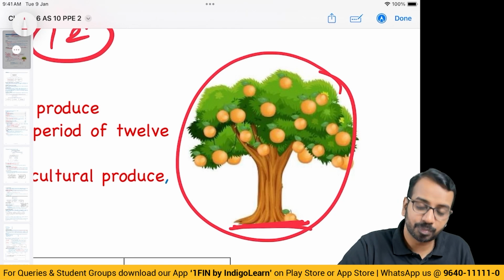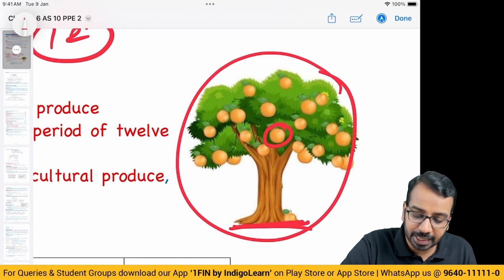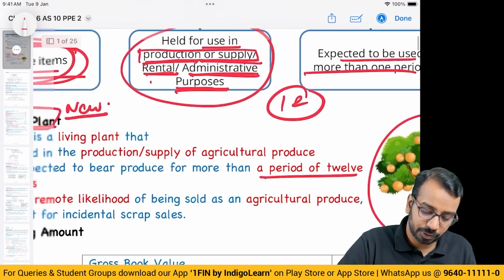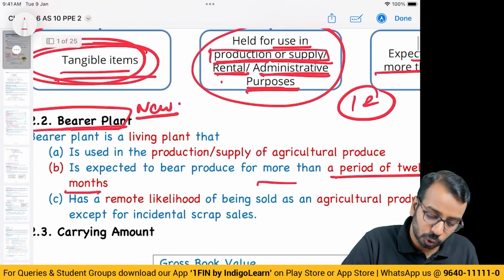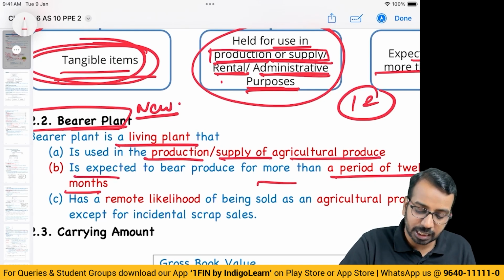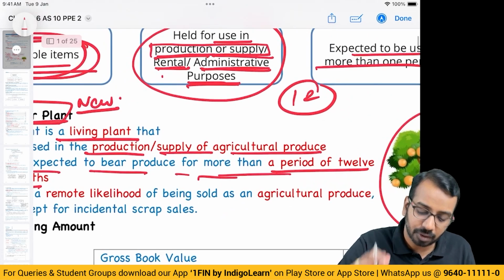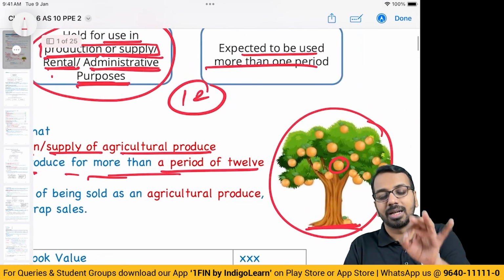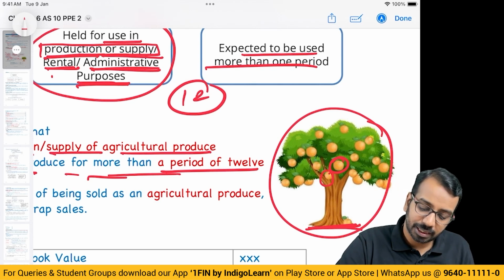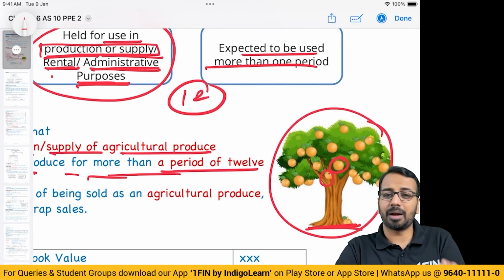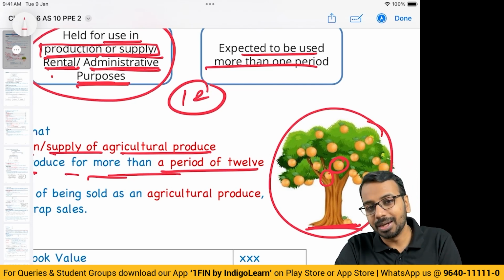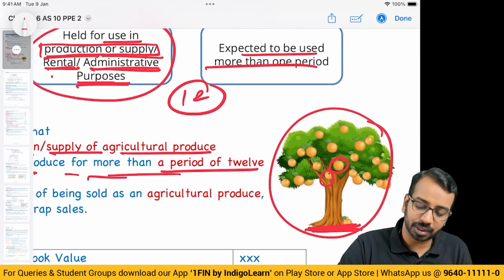Now this is a living plant which bears agricultural produce for a period of more than 12 months. So a living plant that is used in the production or supply of agricultural produce, and is expected to bear produce for more than a period of 12 months, is a bearer plant, covered under accounting standard 10. So trees like orange trees, apple trees, mango trees, anything which will give you agricultural produce for a period of more than 12 months will be covered under bearer plant.